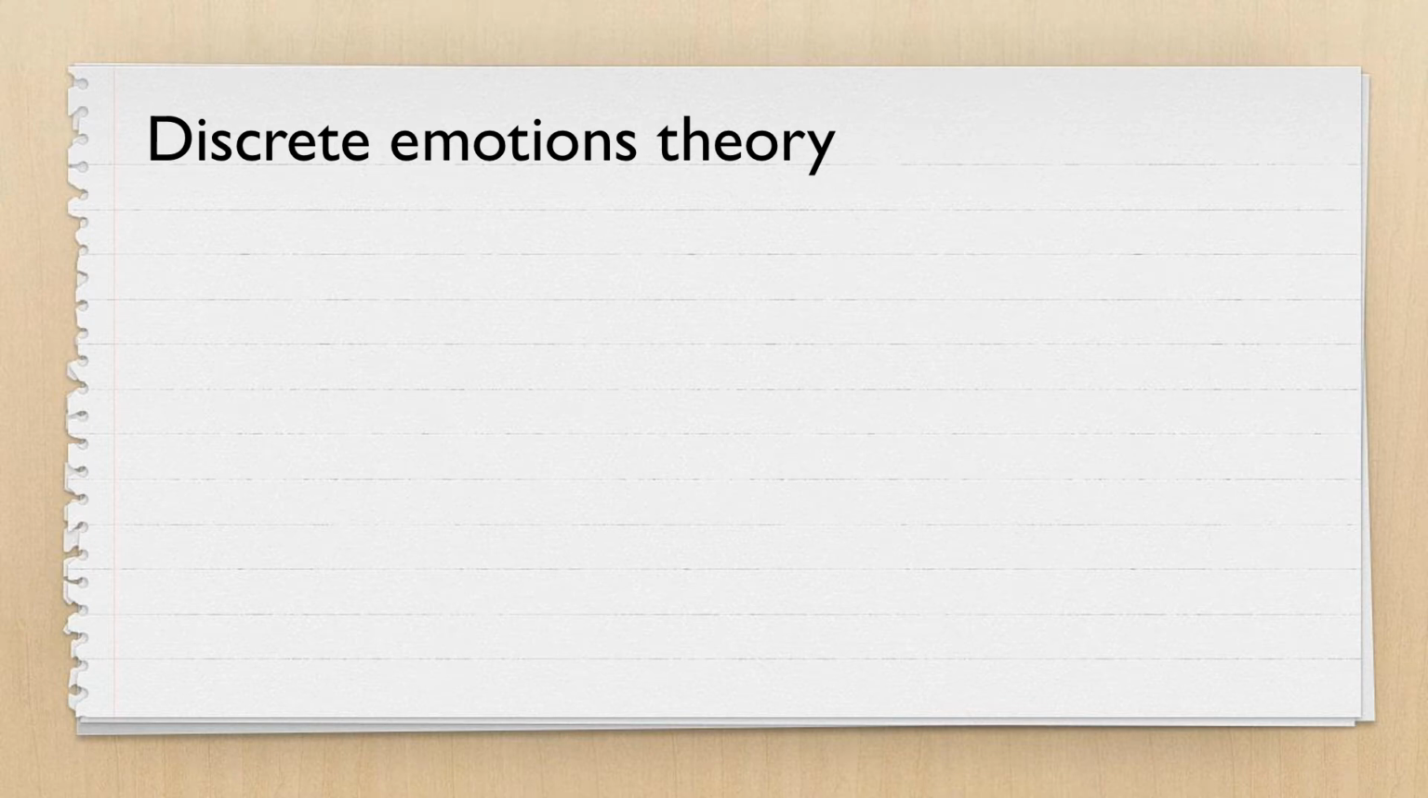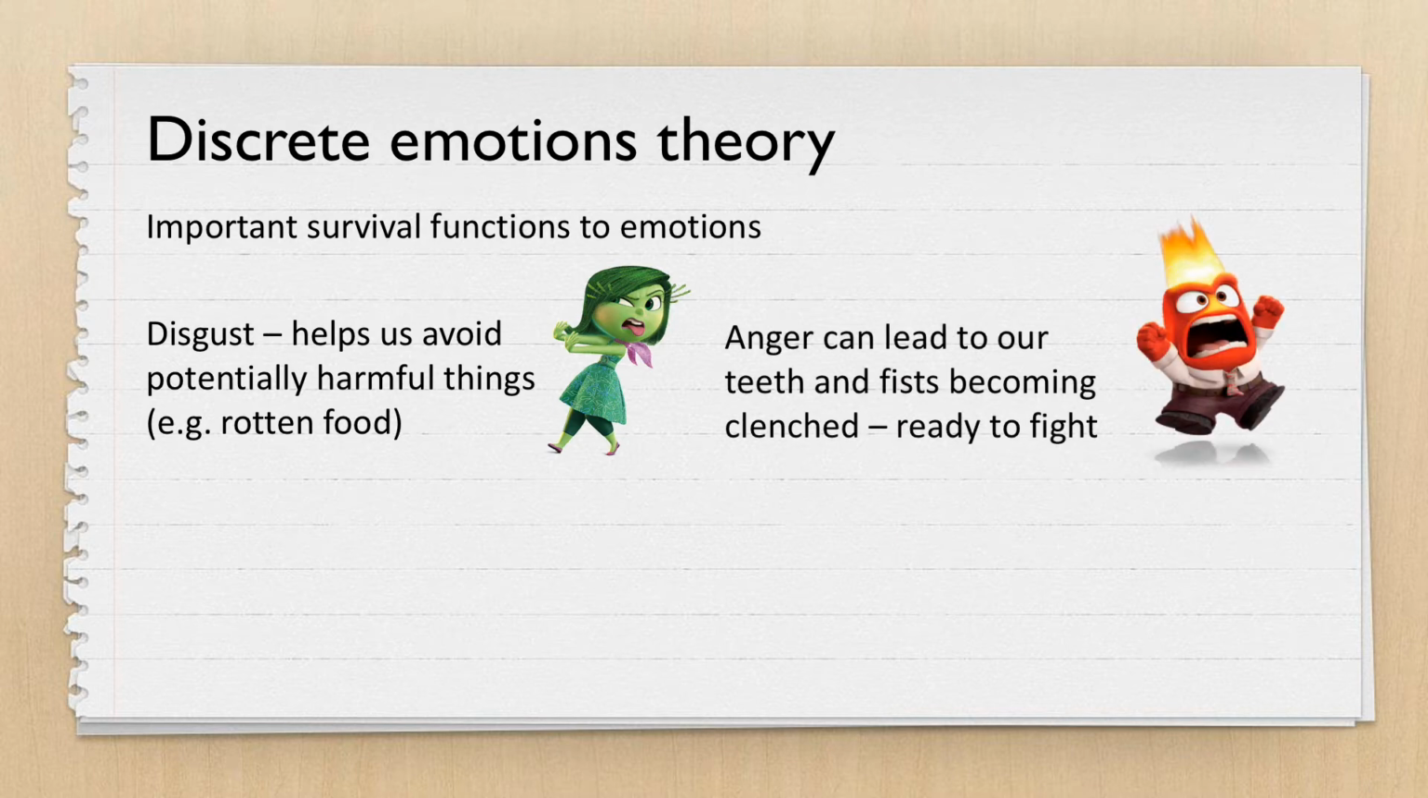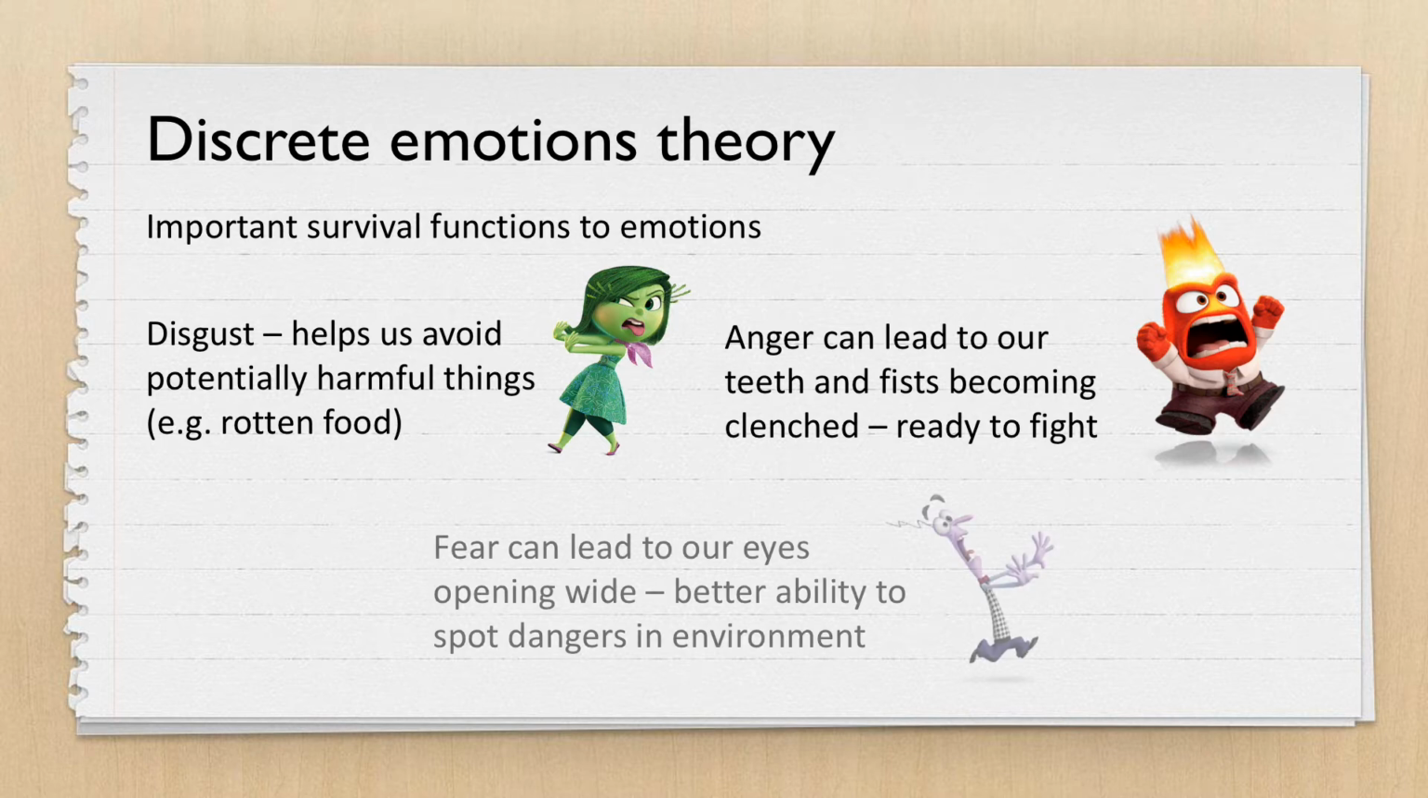According to this theory, these basic emotions are evolutionary adaptive. They prepare us to take action. For example, disgust helps us avoid potentially harmful things, like rotten food. Anger can lead to our teeth and fists becoming clenched, ready to fight. And fear can lead to our eyes opening wide, giving us a better ability to spot dangers in the environment.